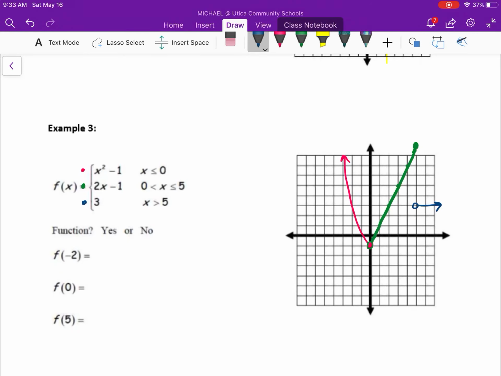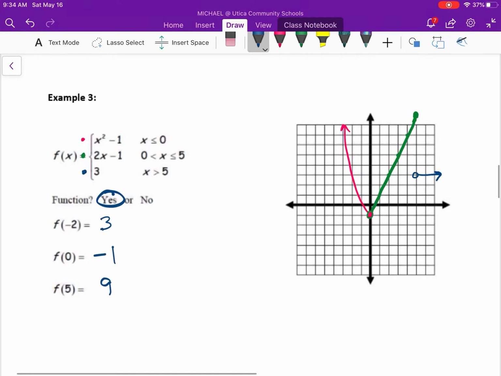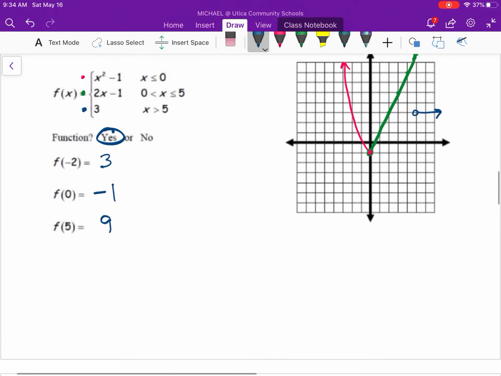Here is how example 3 looks. I did not go through this, but this is a function. When I plug in a -2, that's going to be the pink function, which would be 3. When I plug in a 0, that would also be the pink function. That would be a -1. And when I plug in a 5, that would be the green function, which would be 9.